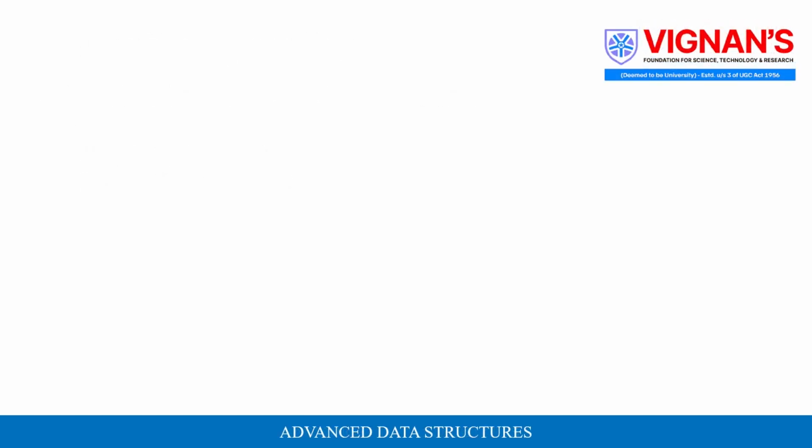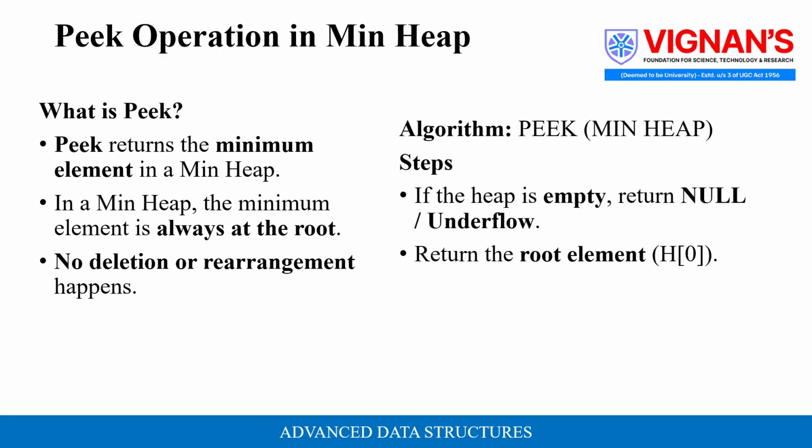Peek operation in a min heap. What is peek? Peek returns the minimum element in a min heap. In a min heap, the minimum element is always at the root. During the peek operation, no deletion or rearrangement of elements takes place.